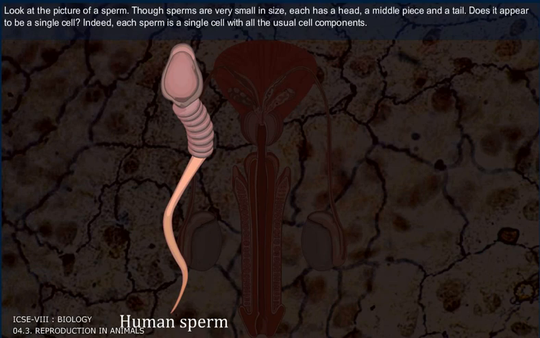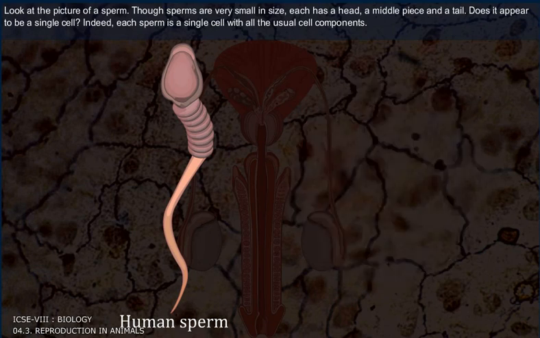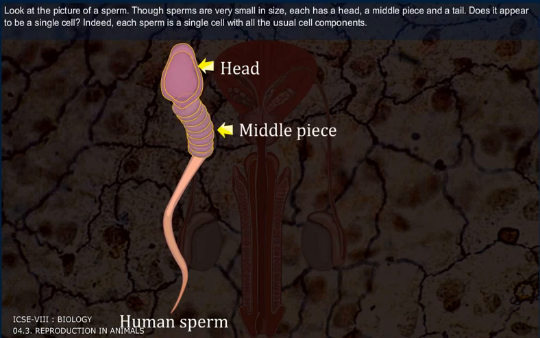Look at the picture of a sperm. Though sperms are very small in size, each has a head, a middle piece, and a tail. Does it appear to be a single cell? Indeed. Each sperm is a single cell with all the usual cell components.